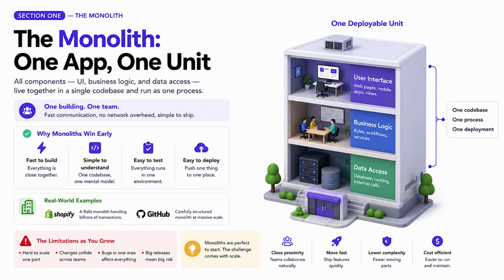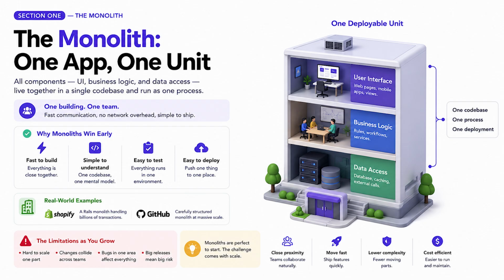A monolith is a single deployable unit. All of your application's code, the user interface, the business logic, the database access layer, lives together in one codebase and runs as one process. Think of it like a single building where every department works in the same structure. The sales team, the engineers, the finance team, they all share the same hallways, the same heating system, the same front door. Getting things done is fast because everyone is close together. You do not need a phone call or a network request. You just walk down the corridor.